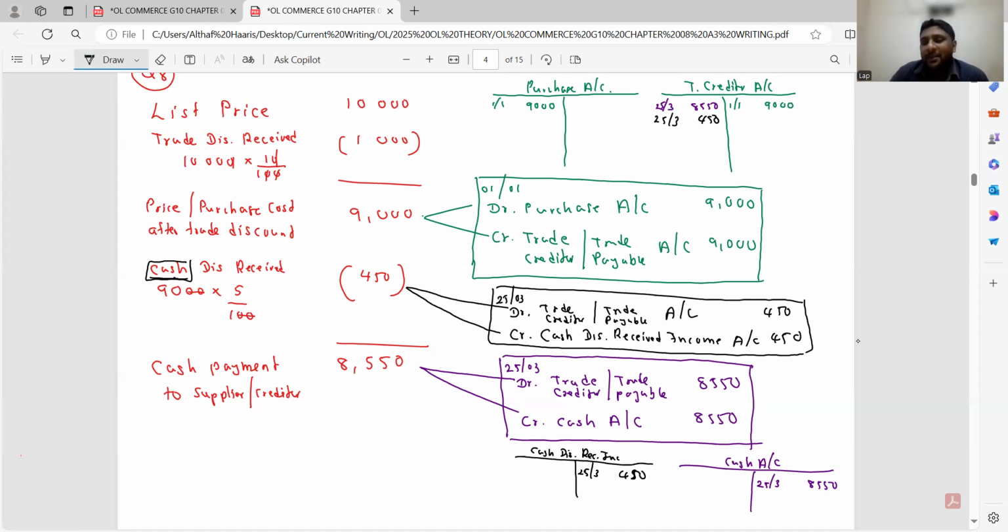Now you see, people, in total the creditor got reduced by how much? In total, here say 9,000. So how did we settle that 9,000? 450 cash discount, 8,550 money. In total, 9,000 reduced. Settled.